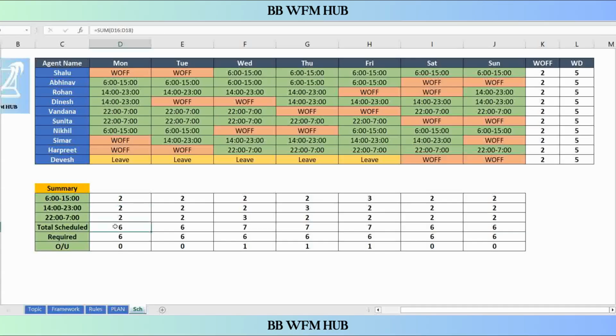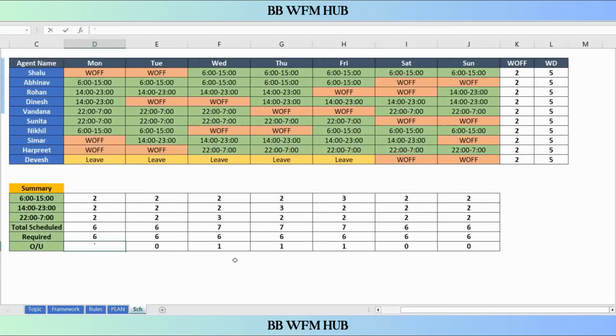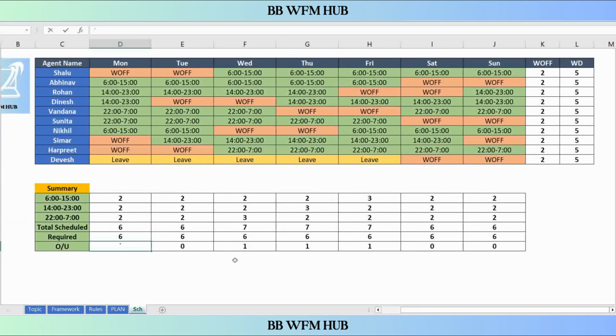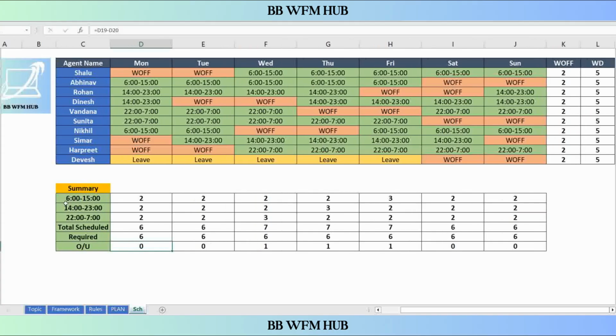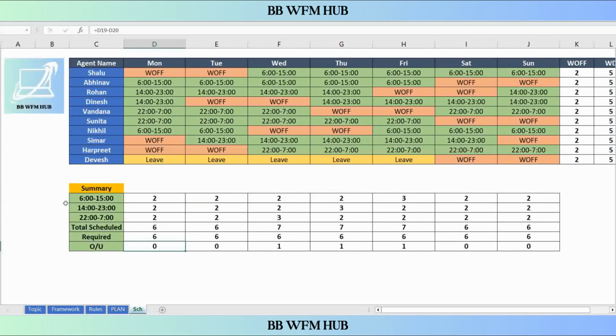So here we can see in the summary the schedule count, and then we have a requirement which is coming from the plan sheet, and then the over-unders that we have. So this is how we create our roster when we don't have the forecasted volume. We need to follow this entire process to create our roster while taking care of the weekly and daily rules and the requirements. So this is the process.